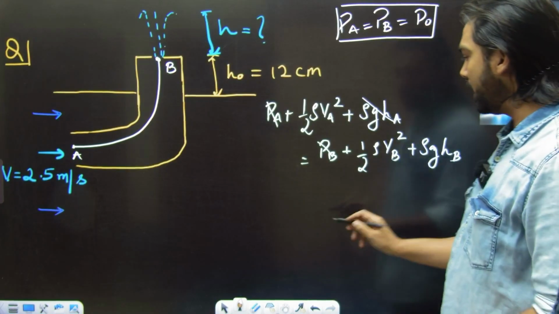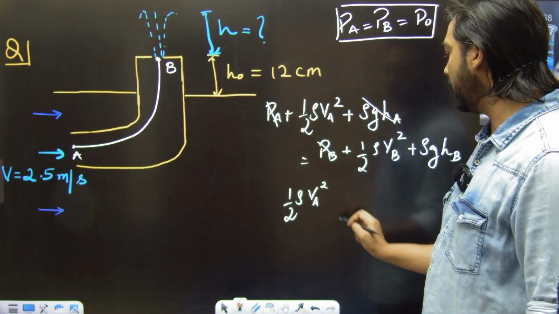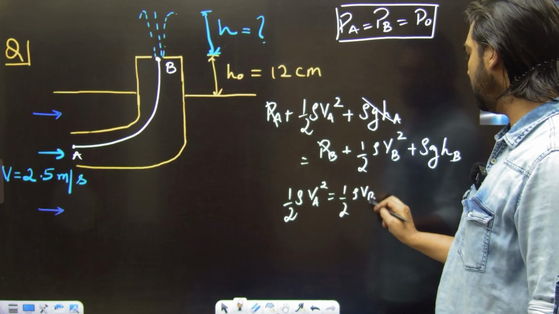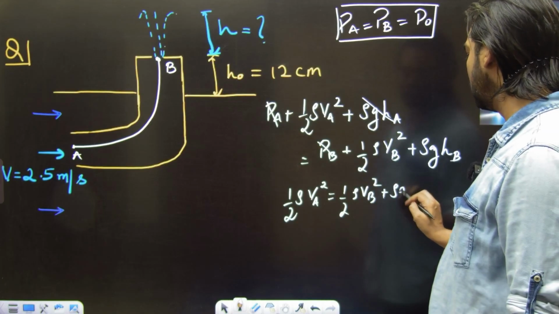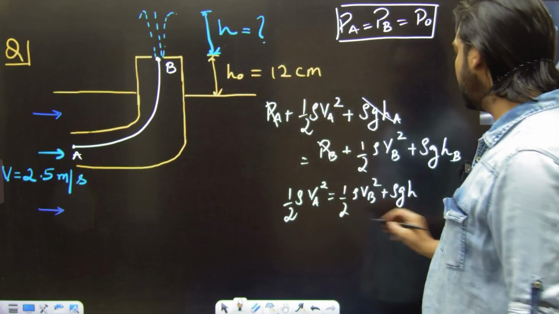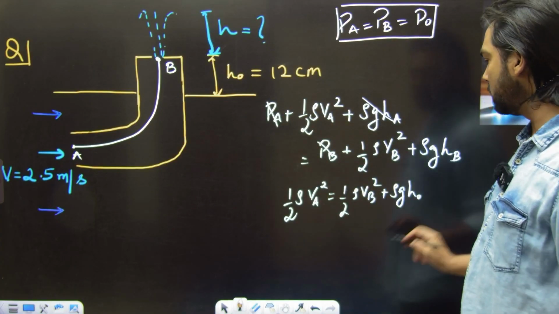So now we are left with half rho VA square equals half rho VB square plus rho G H of the point B. And this H is given to you as H naught. Now you can clearly see that the rho also gets cancelled.